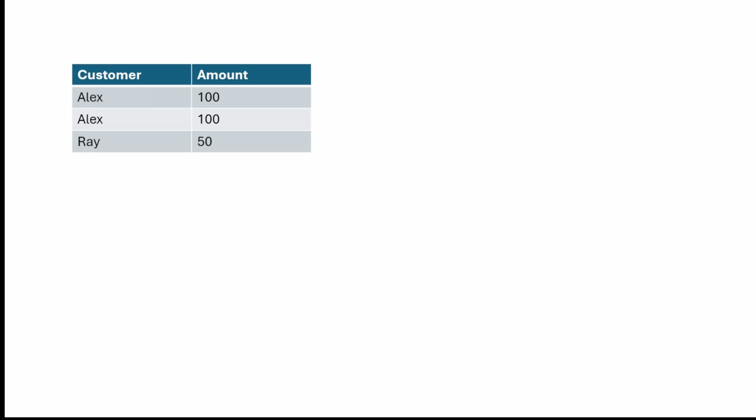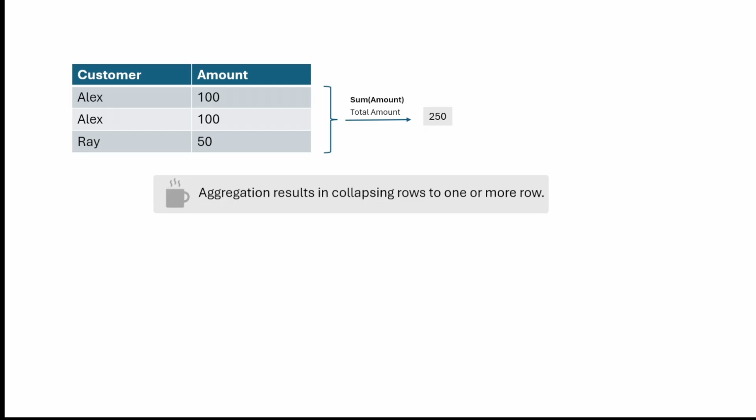Consider the following table. What if we want to find the total amount spent by customers? In order to do that, we'll have to perform an aggregation, more precisely a sum aggregation. So we'll perform sum on the amount column, which will result in collapsing the number of rows in the amount column to one row. And that's basically what an aggregation function does. An aggregation results in collapsing rows to one or more rows. This is an example of collapsing to one row.